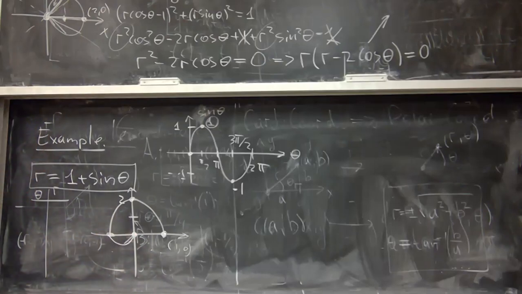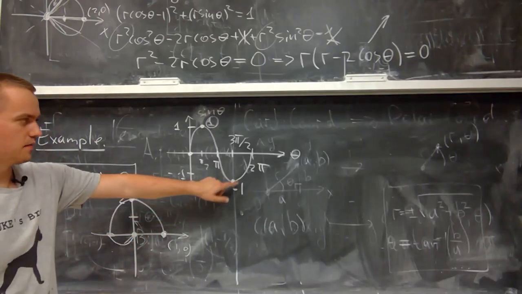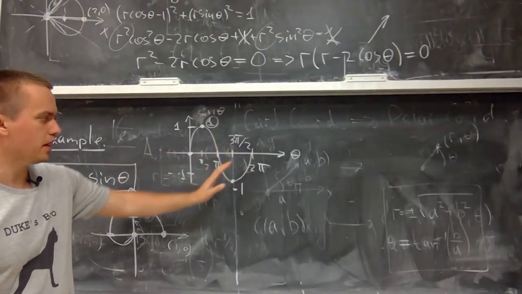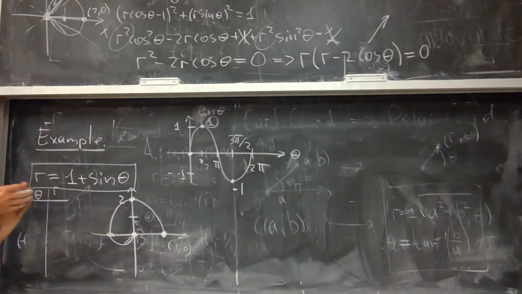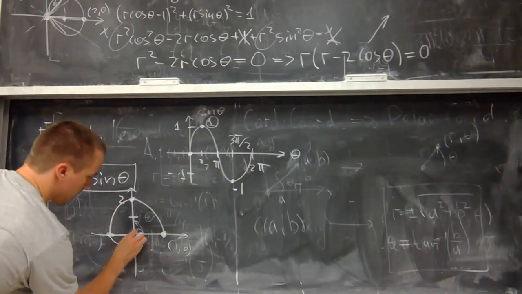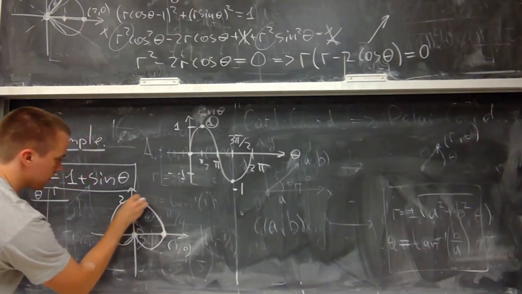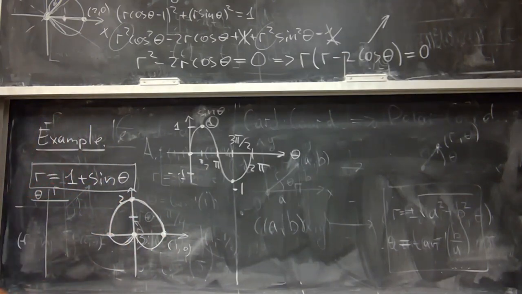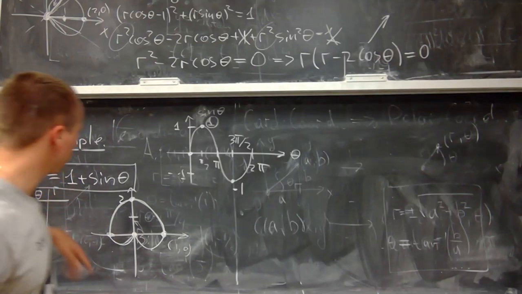So my graph is like this. And you can check that when my angle changes from 3 pi over 2 to 2 pi, my radius will start to increase from 0 to 1. So I will have this graph, and we get something that looks like a heart, hopefully. Yeah. So this is the graph of r = 1 + sine theta.